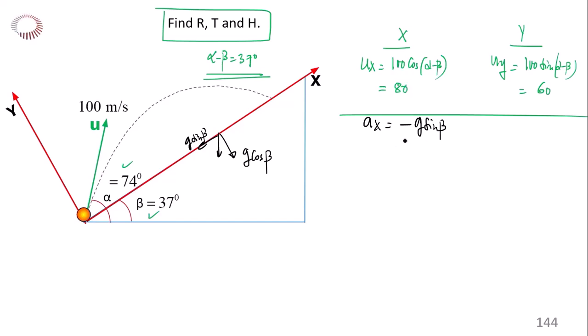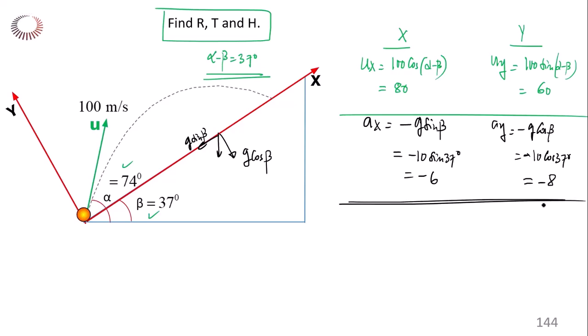So minus g sine beta means minus 10 times sine of 37 degrees. So that means it is minus 6. Similarly, ay equals minus g cos beta, so minus 10 cos 37. And cos 37 is 4 by 5, so that is minus 8.